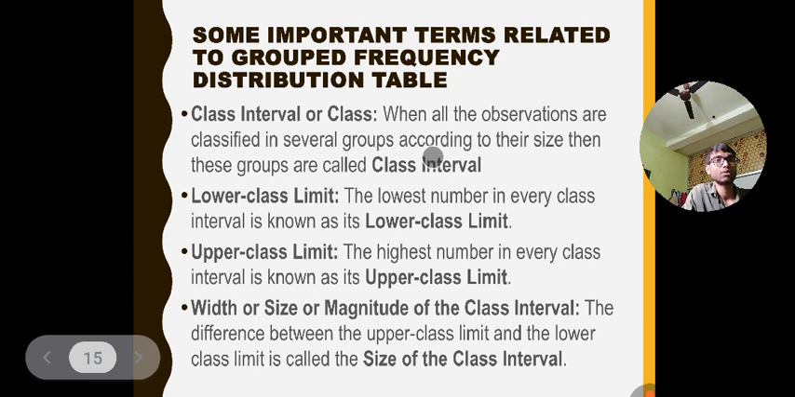What is a class interval? When all the observations are classified into several groups according to their size. So the difference between the upper class limit and the lower class limit would be the size of the class interval. Let's visualize it, as this was theoretical.